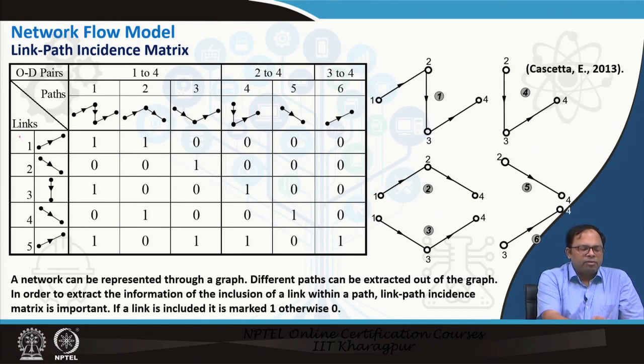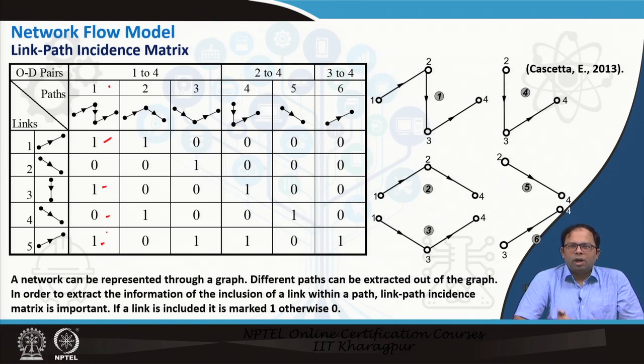And on this side we have the links 1, 2, 3, 4, 5. There are 5 links, and in this first path, link 1 is present, link 2 is not there, link 3 is present, link 4 is not there, and link 5 is present. So, that is how we represent the entire link path incidence. A 1 actually shows the incidence of that particular link in that particular path.